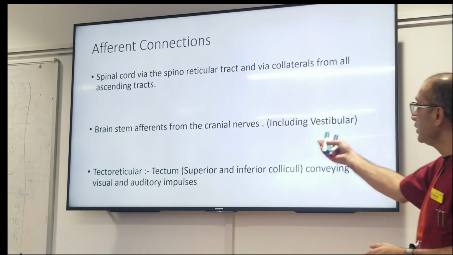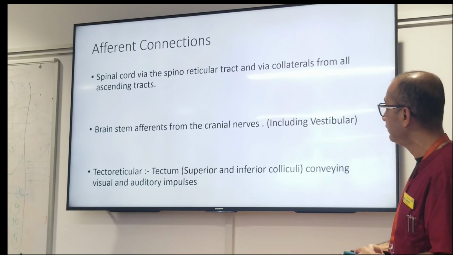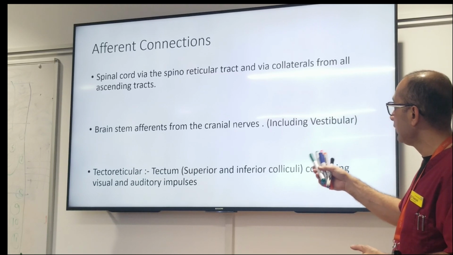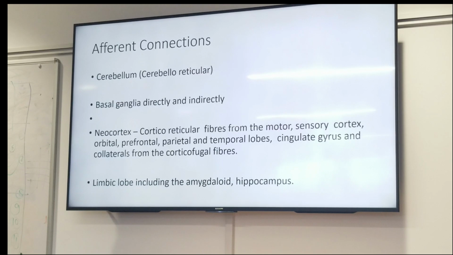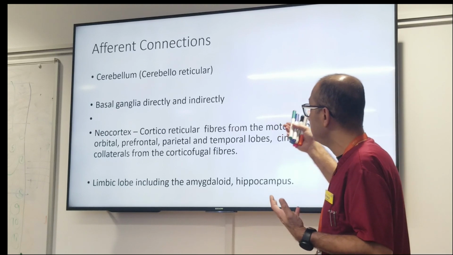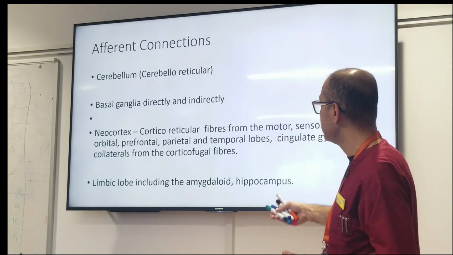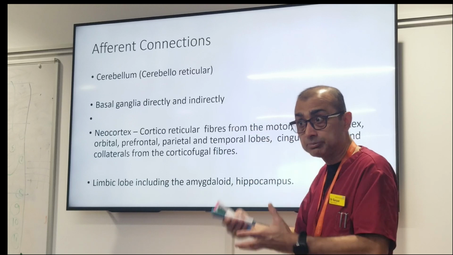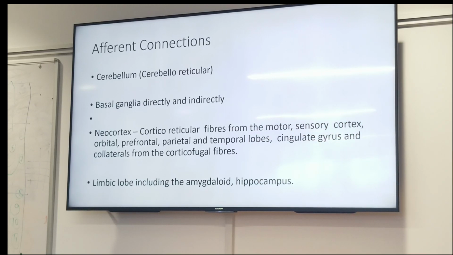So afferent connections come from the spinal cord via the spinoreticular tract and collaterals from the ascending tract, and brainstem afferents from cranial nerves including vestibular, and tectoreticular from the tectum, inferior colliculus and superior colliculus. Afferent connections also come from the cerebellum, basal ganglia and neocortex. So that's again part of the limbic system and limbic lobe including the amygdala and hippocampus, the subcortical part of the limbic system. So they are heavily connected to the limbic system, cerebellum and basal ganglia.